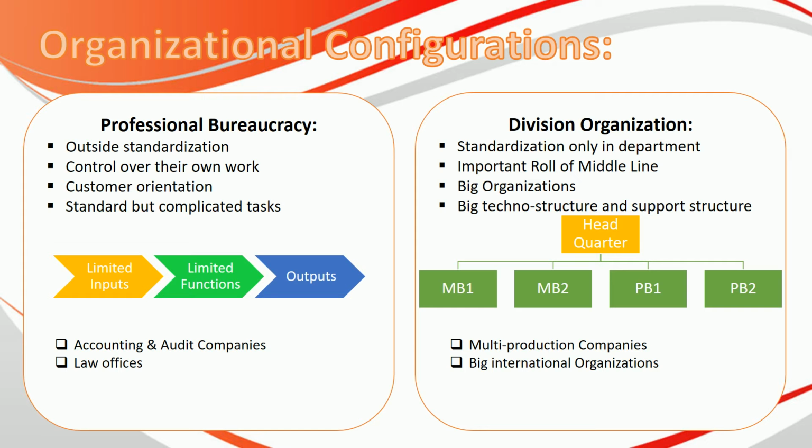Division organizations have different departments in the operating core. Some of them could be machinery and some of them could be professional. The standardization is only within each department. Since the output is important, this type of organization always has a strong and big middle-level manager layer. Examples of this category are multi-product companies and big international organizations.